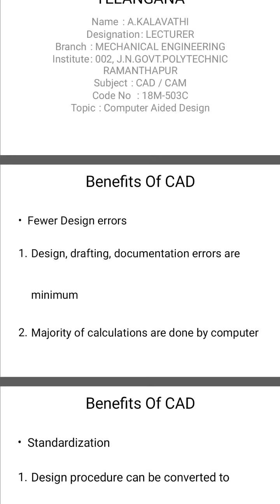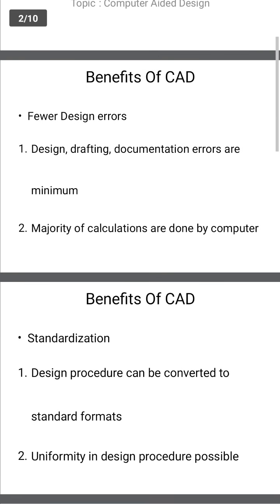Last class we have seen the benefits of CAD. Today we will see more detail about those benefits. It is used in the design procedure also, to convert to standard format and give uniformity in design procedures. For calculations, it is very easy to calculate, and if they want to adjust anywhere, suppose the nut size to increase or bolt size to increase, we can increase or decrease the sizes or the shapes.